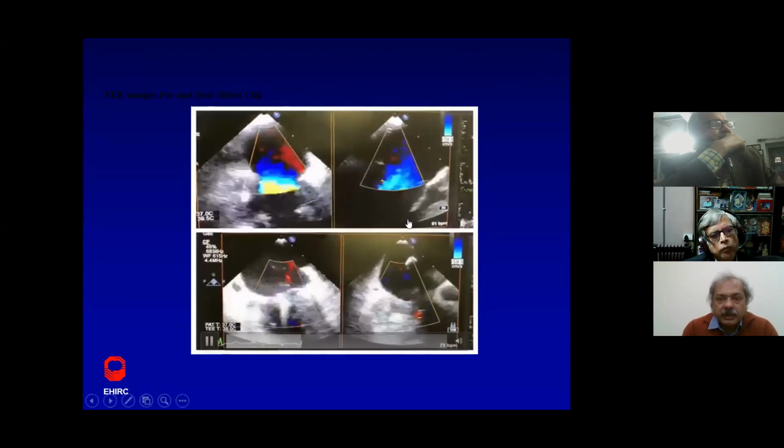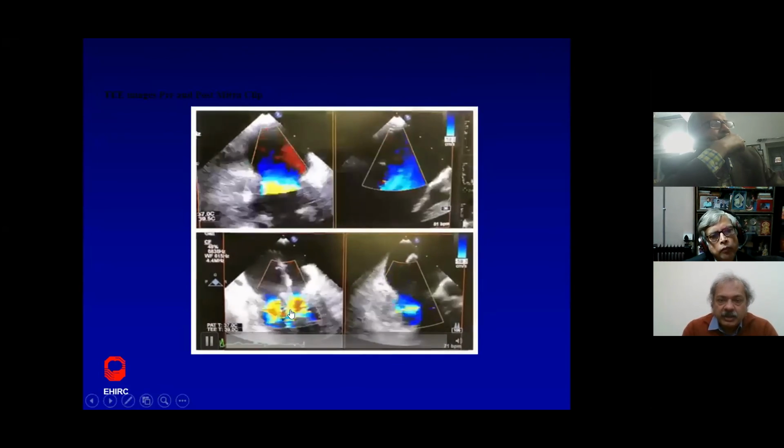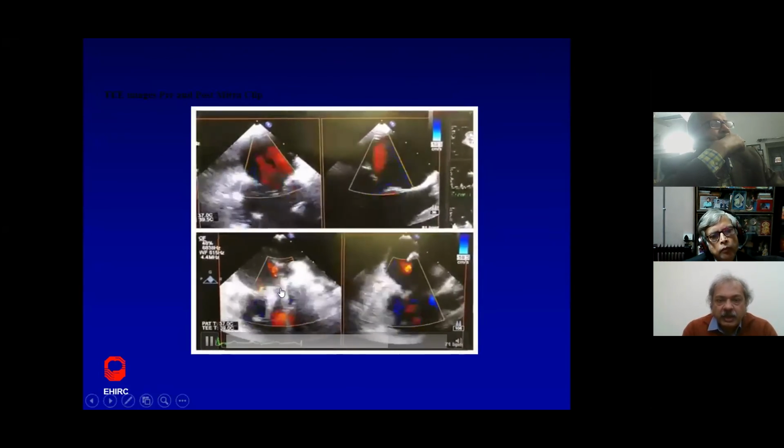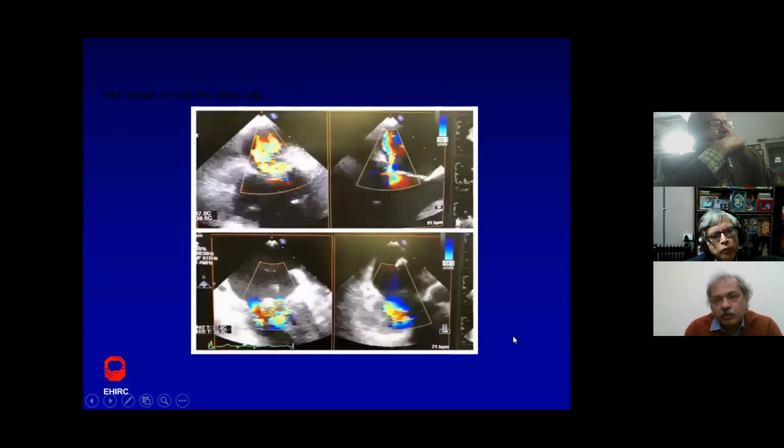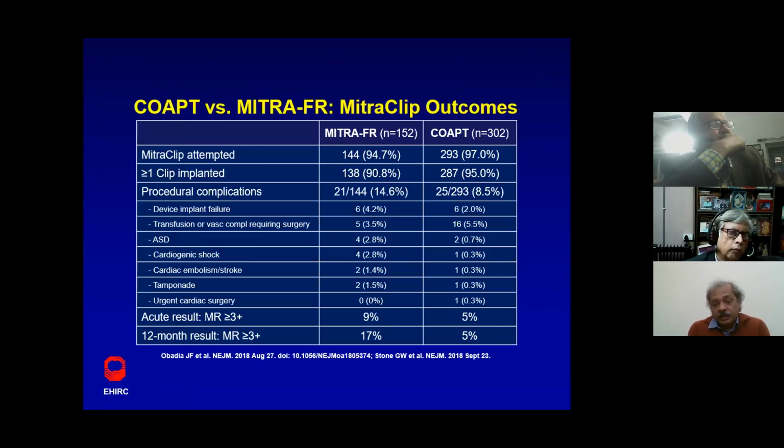If you look at the pre and the post, you'll find that the mitral regurgitation improves very significantly. And we need to be very careful, because this is one place where 3D is very, very beneficial. Now, the crux of the matter came back to back in 2018, when two studies surfaced. The first one was MITRA-FR, which is from the eastern side of the Atlantic. And the second was COAPT.